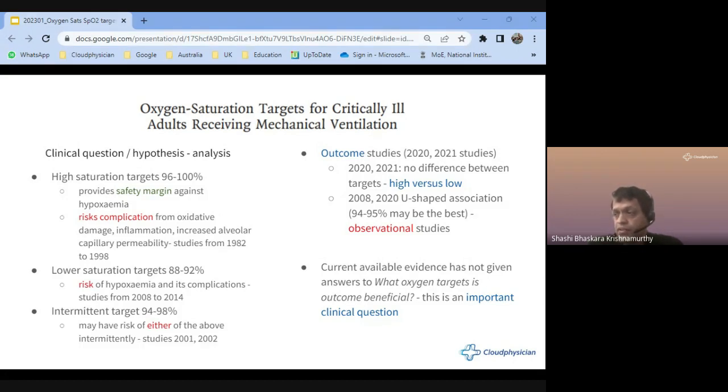There was a very large observational study which showed a U-shaped association between saturation and outcomes: high and low are not the best, so they concluded that something in between might be the best. So we do not really have targets with a directly studied outcome benefit, and this becomes an important clinical question.